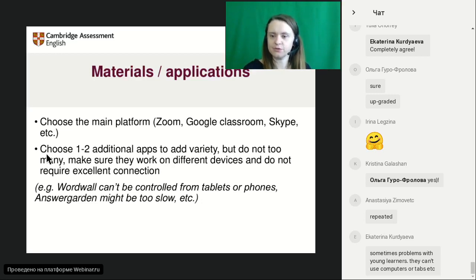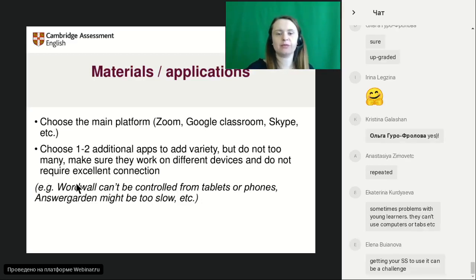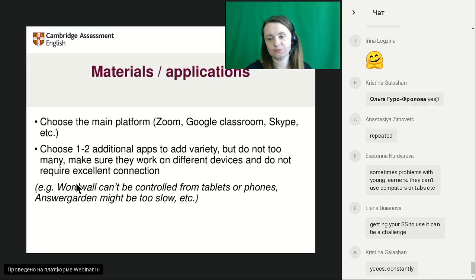Yes, problems with young learners, they can't use computers. Parents. Yeah, this is the only solution to this problem. So I ask my students' parents to be present at the lesson and to help their children, to learn together sometimes as some kind of a bonus. Well, speaking about applications, again, one or two applications would be enough. Yeah. So make sure that these applications don't require a perfect connection.